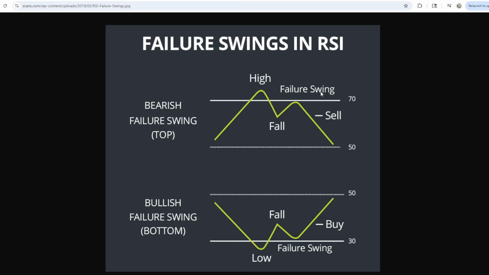It's confluence. It's another piece of data. It's another piece of information. But we see what the failure swing top and the failure swing bottom are.